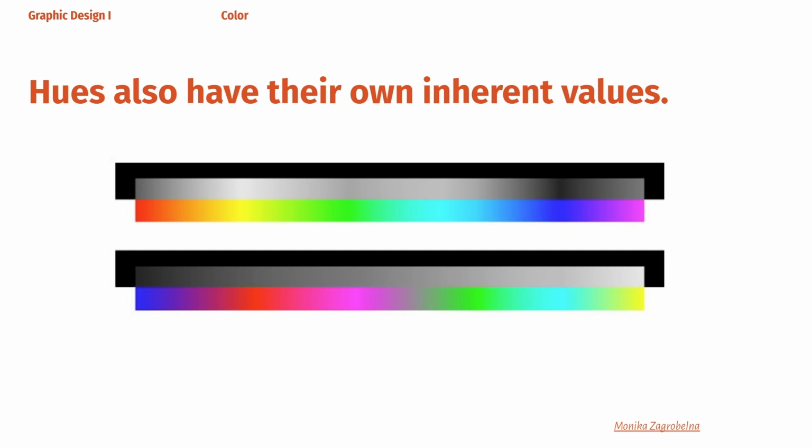Different hues also have their own inherent values. So you can see the spectrum of light here converted to black and white, and you can see that different values translate to different shades of gray. So this is why if you put yellow text on a white page, it's nearly impossible to read because yellow is an inherently bright color.